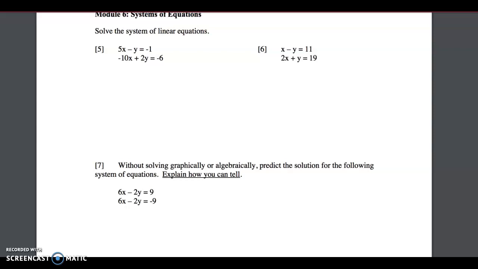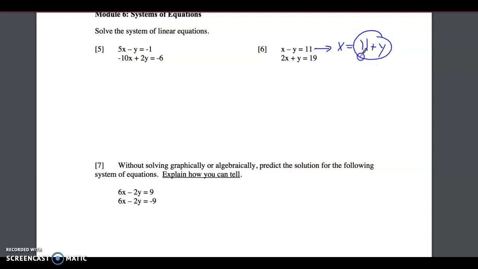All right, so let's go ahead and do another section of our review. So this is part 2 of the Systems of Equations module review. When we left off, we were on number 6. We had rewritten the first equation and gotten x equals 11 plus y.